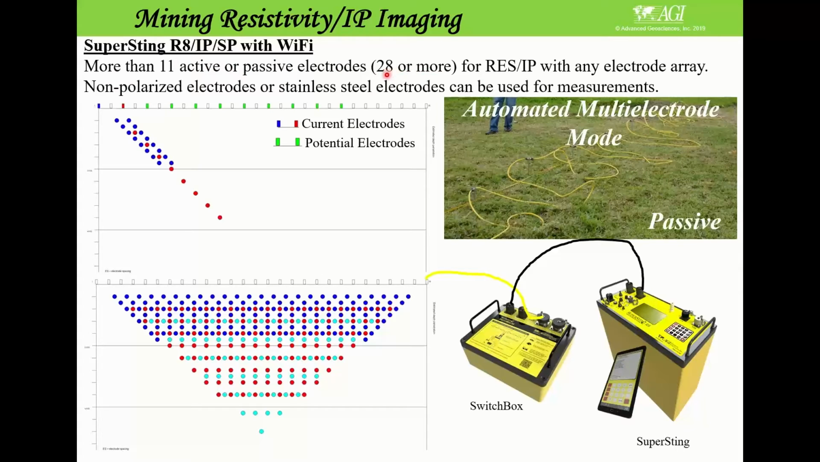So if I have 28 or more electrodes, it'll give you a high resolution survey, because it permits shorter electrode spacing and more electrodes, and improves your resolution, and also gives you deeper investigations. And also you collect lots of data points.